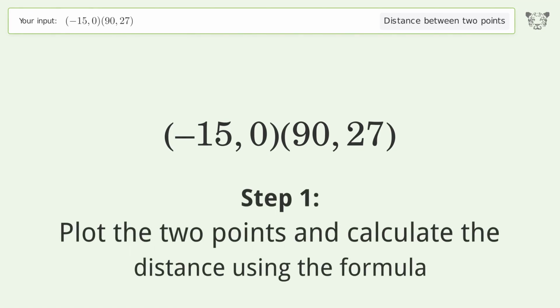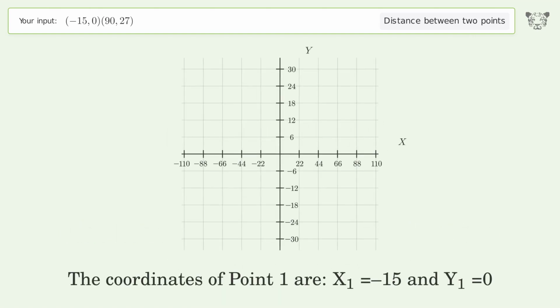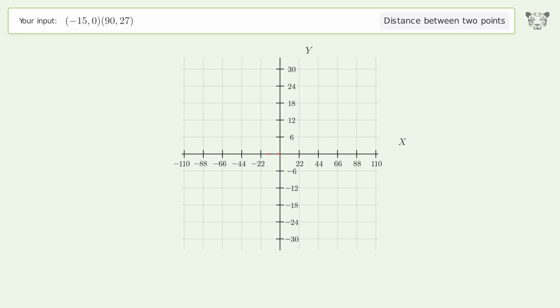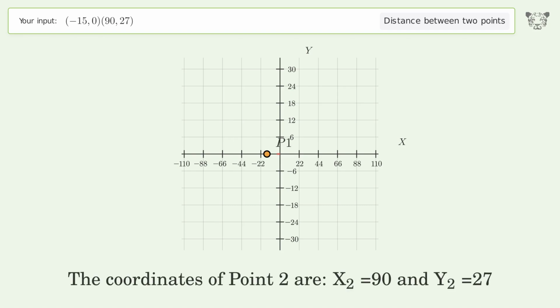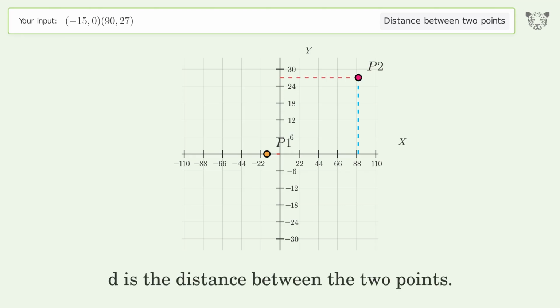Plot the 2 points and calculate the distance using the formula. The coordinates of point 1 are, x1 equals -15 and y1 equals 0. The coordinates of point 2 are, x2 equals 90 and y2 equals 27. D is the distance between the 2 points.